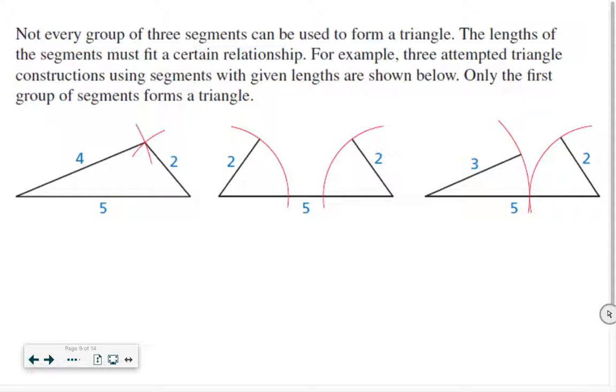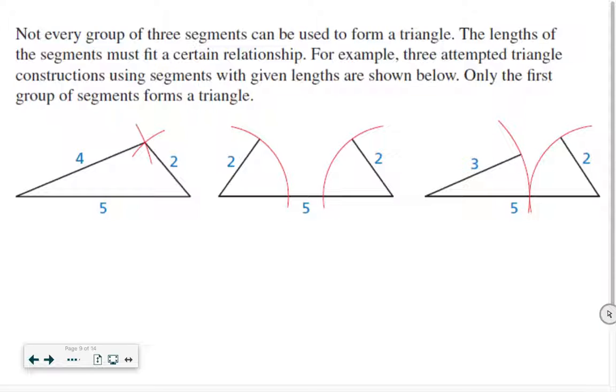If I gave you a few straws or a few spaghetti noodles or toothpicks or any kind of straight thing, and I gave you one that was 5 centimeters, one that was 2 centimeters, and another one that was 2 centimeters, there would be no way for you to connect those three pieces into an enclosed triangle. Same thing if I gave you one that was 5, one that was 3, and one that was 2. There would be no way for you to connect those three pieces and make it a triangle. So there has to be some kind of rule.